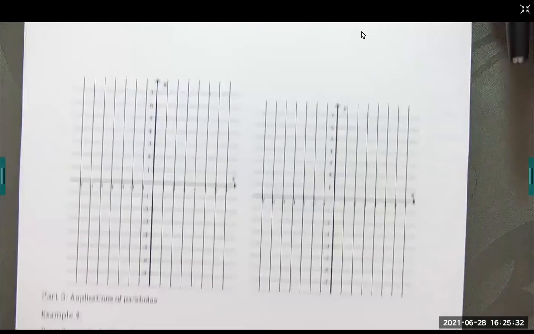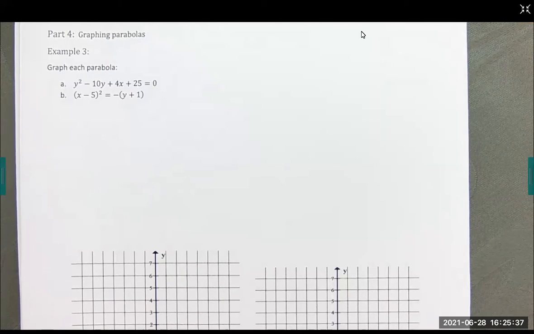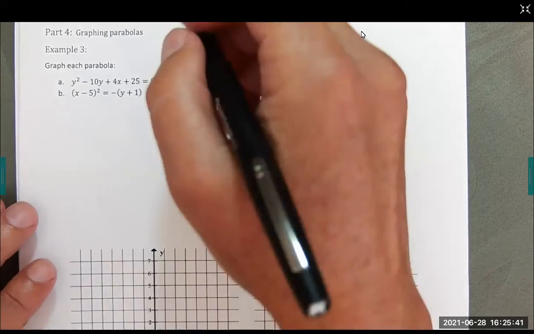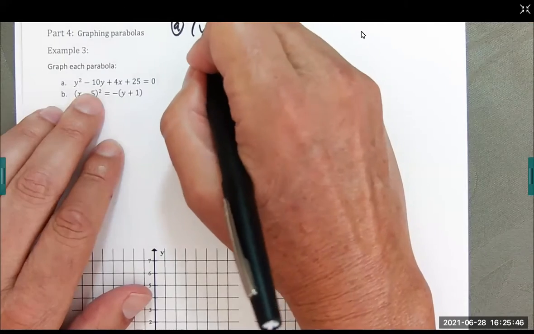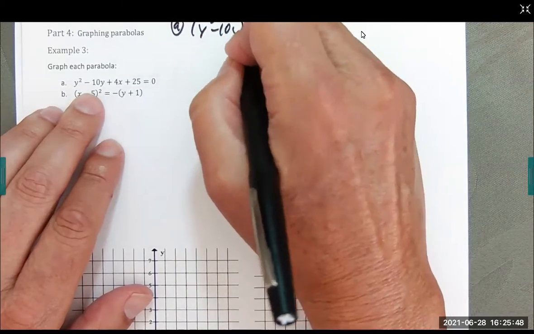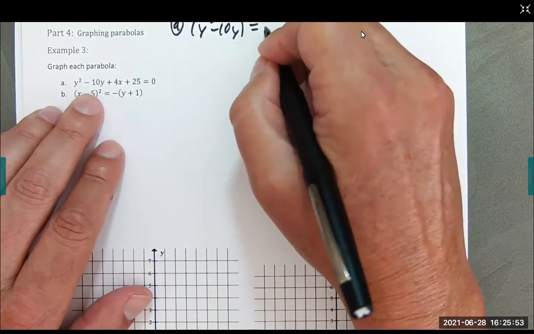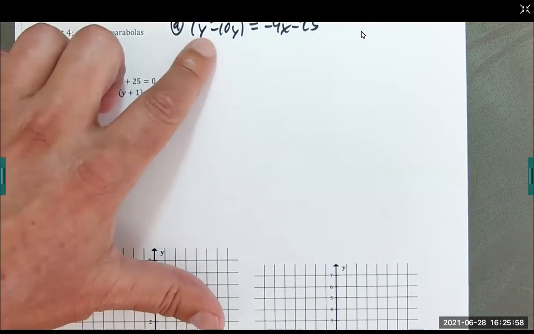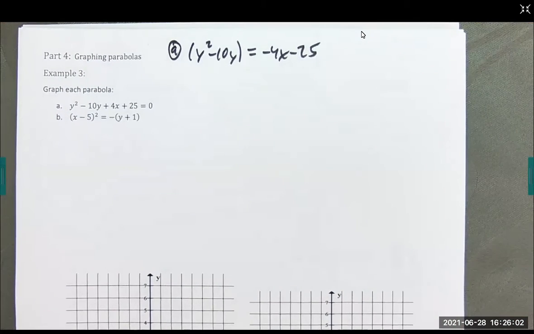Let's graph some parabolas. All right, part A. Part A, we're going to have to do some algebra. I'm going to complete the square, minus 10y equals negative 4x minus 25. And to complete the square, I'm going to take that negative 10, cut it in half. It's 5 squared, that's 25. So I'm going to add 25 to both sides of the equation.